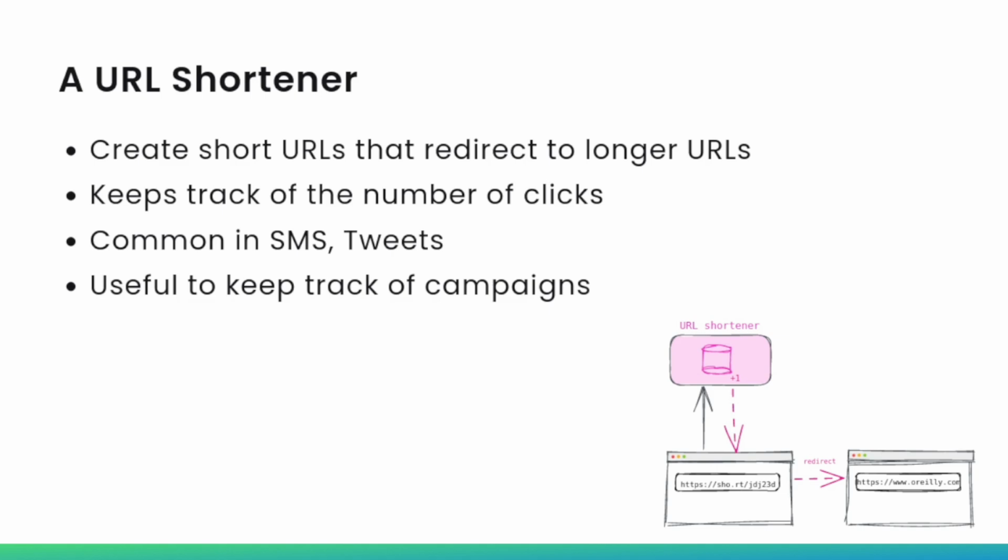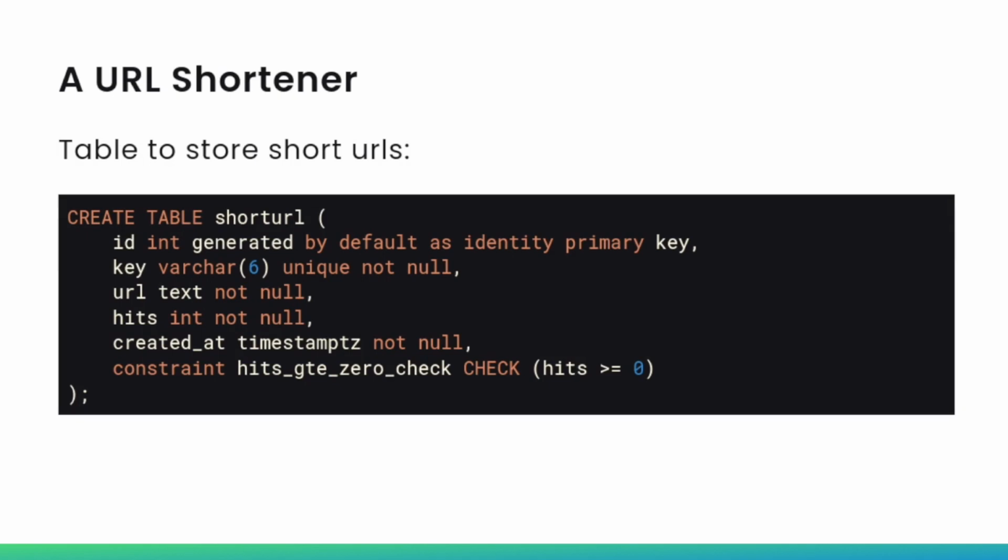So we are going to actually build a table for a URL shortener. Let's start by creating a table called short URL. We have an ID column which is an integer generated by default as identity, and that's our primary key. We have a key, which is the short random part of our short URL. Notice that it's length 6, short, it's unique, and it's not null. So we have to provide a key for every short URL. We have our actual URL that we want to redirect to. It's unrestricted text and it's required, not null.